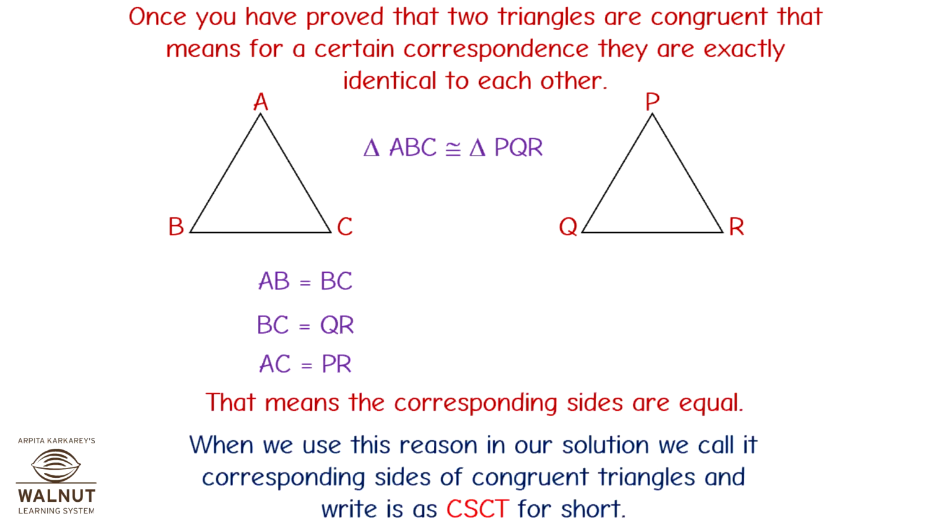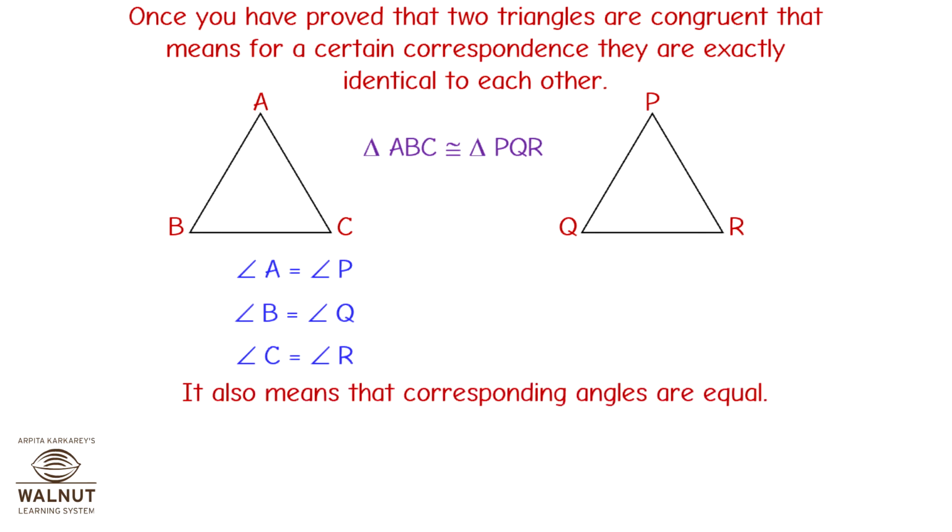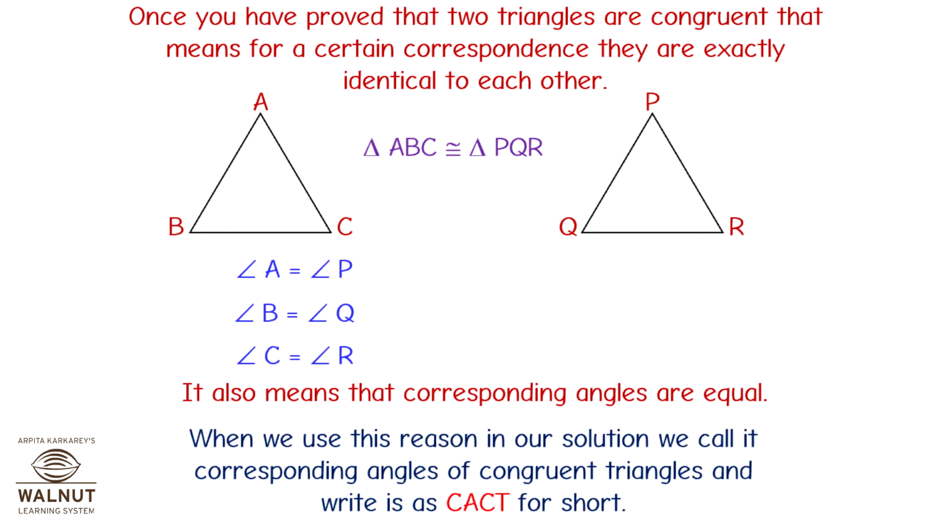When we use this reason in our solution, we call it corresponding sides of congruent triangles and write it as CSCT for short. Angle A is equal to angle P, angle B is equal to angle Q, angle C is equal to angle R. It also means that corresponding angles are equal. When we use this reason in our solution, we call it corresponding angles of congruent triangles and write it as CACT for short.